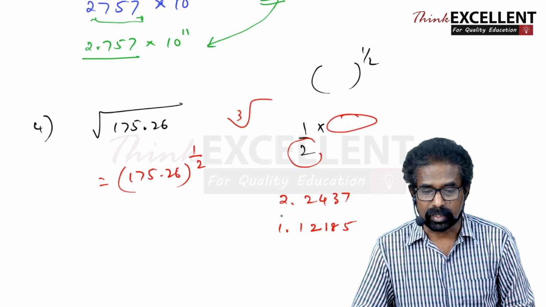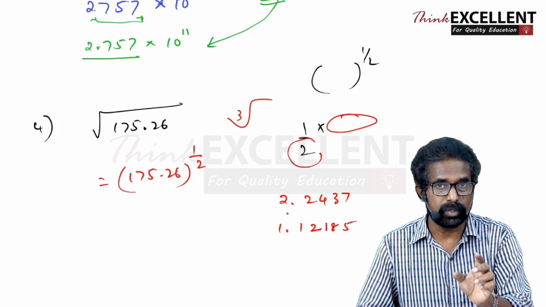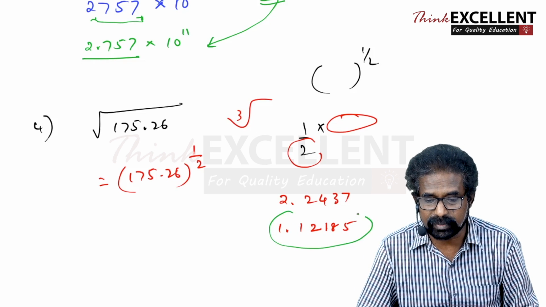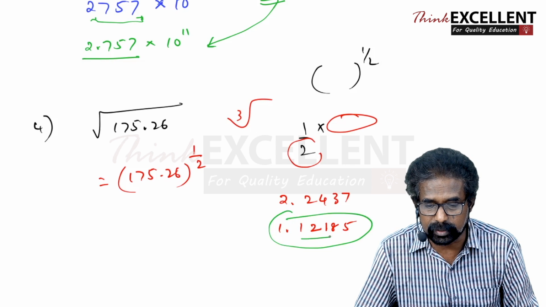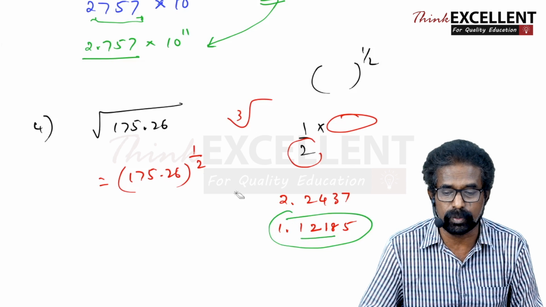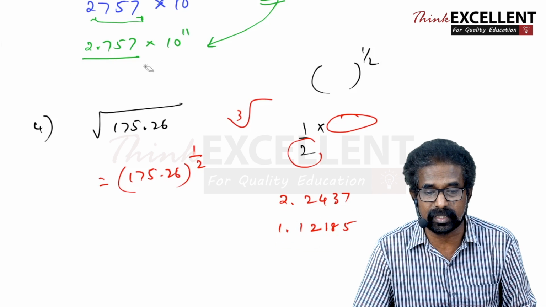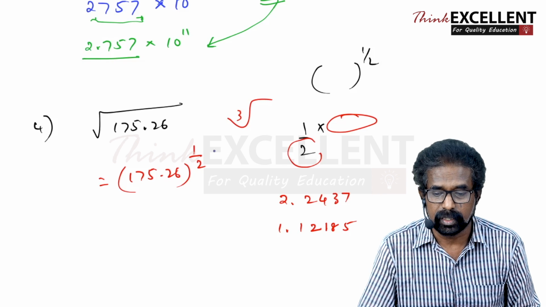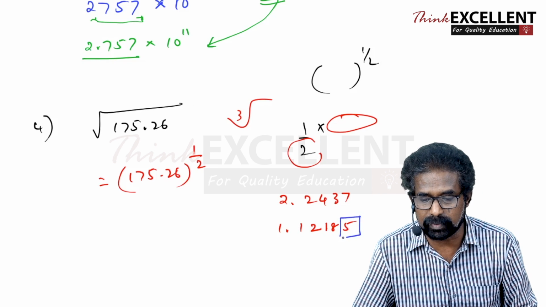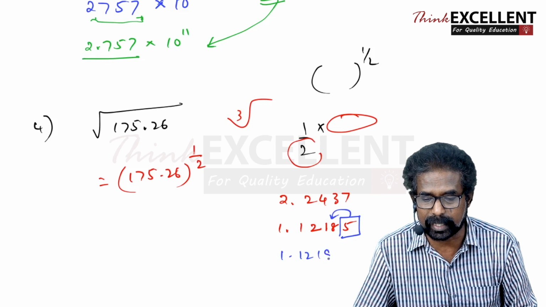When you take the logarithm and divide by 2, now I have to take the antilog. You take the antilog only of the part after the point. Using the table, you can find only for 4 places, but here 5 digits are there. Look at the 5th number: if it is 5 or more, add 1 to the previous digit. Here it is 5, so add 1 here. You will make it as 1.1219.